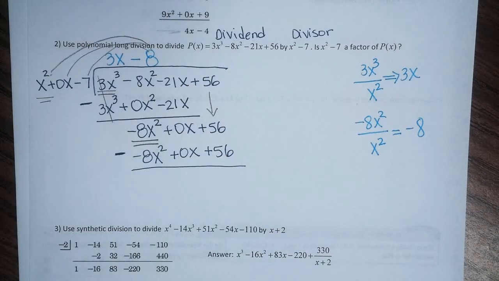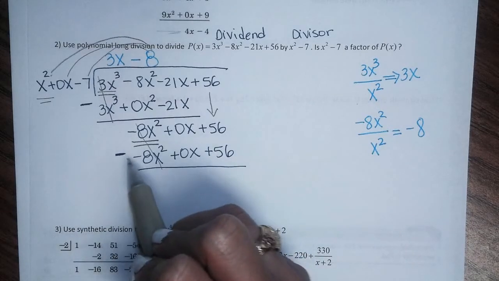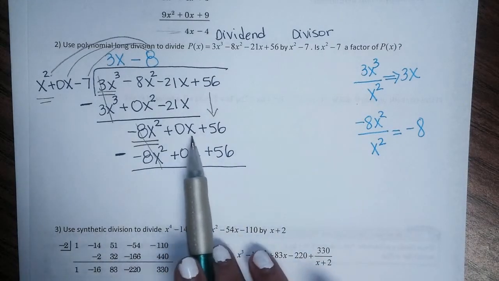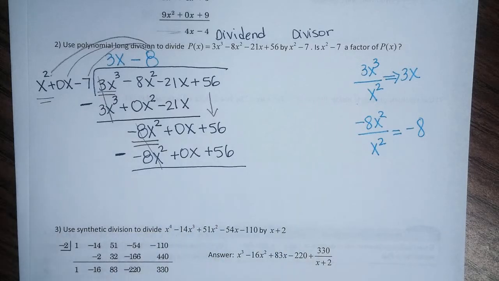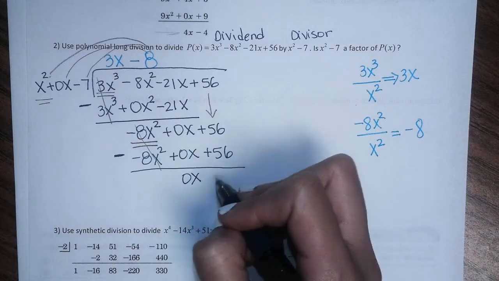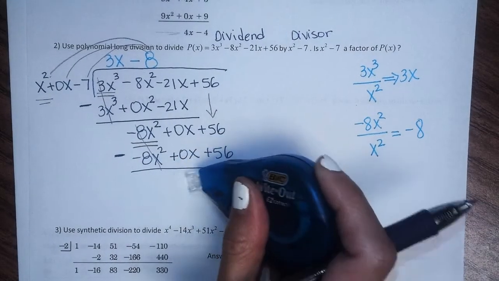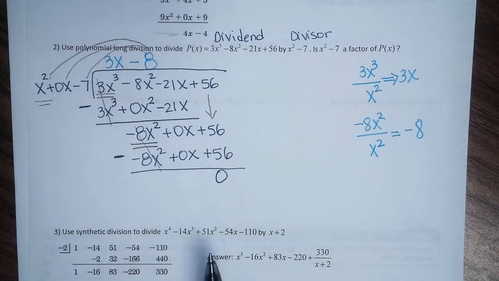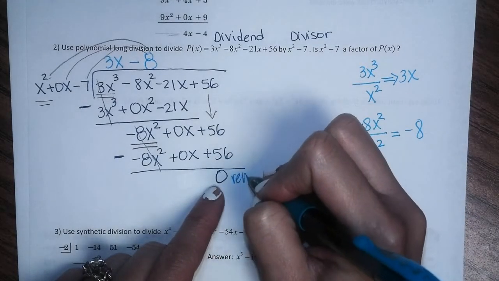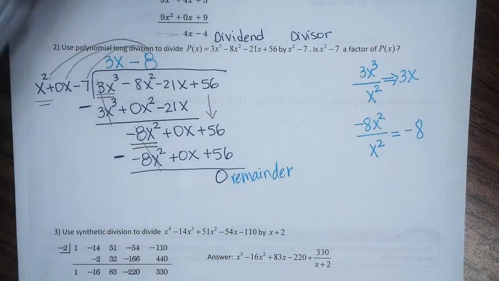So when you subtract, the first terms will always cancel out. Negative 8x squared minus negative 8x squared is always going to be 0. Here, 0x minus 0x is 0, or 0x. And then 56 minus 56 is just 0. Okay, basically this example here, number 2, had a remainder of 0. This is called a remainder. So remainder. Okay, so here's what you need to know about how to write your final answer.